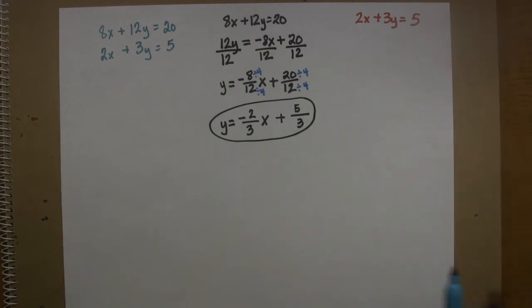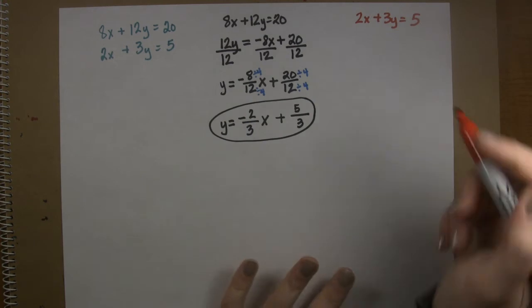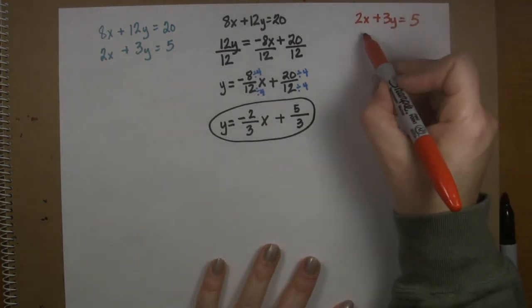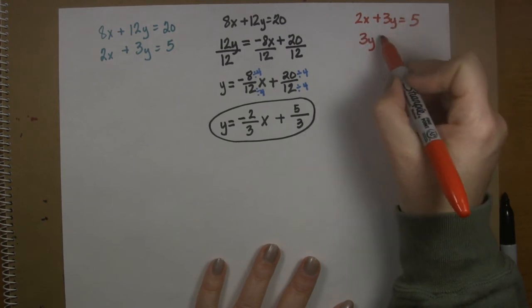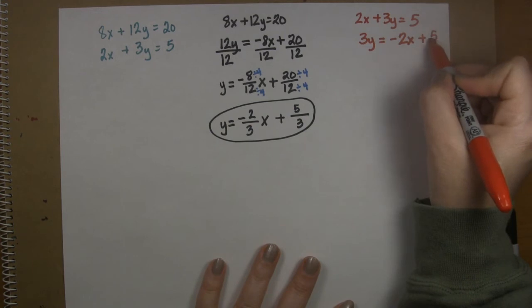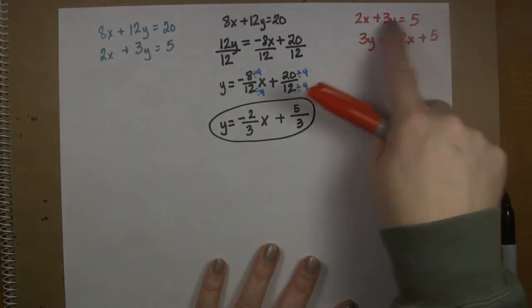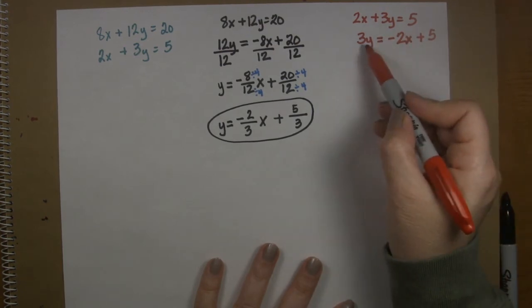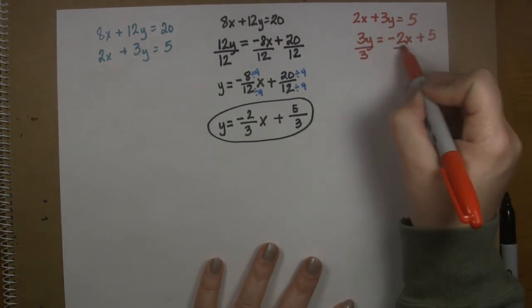Now let's go over here and do the same thing with our red equation. So again, our goal is to get the y by itself, so I need to move my x. Flip the sides, flip the signs. So that becomes negative 2x plus 5. Moved it to the other side, and so I changed its sign. Okay, now I have 3y, so I need to divide everything by 3.